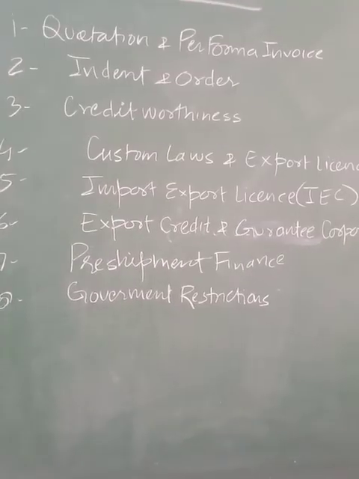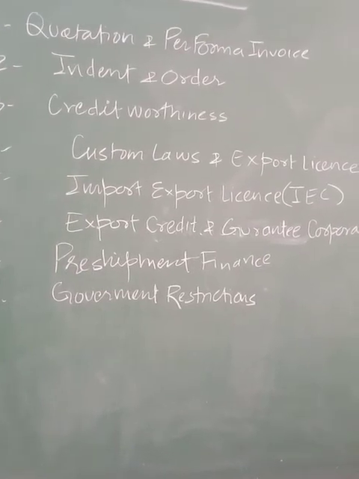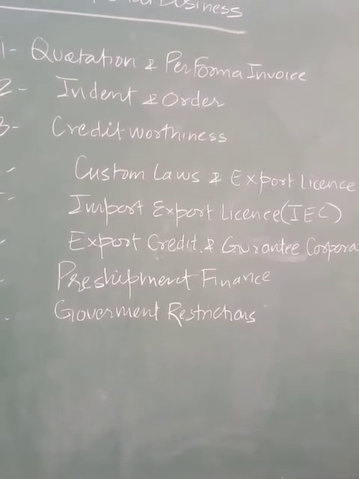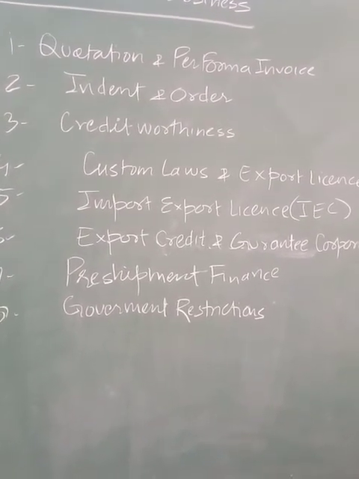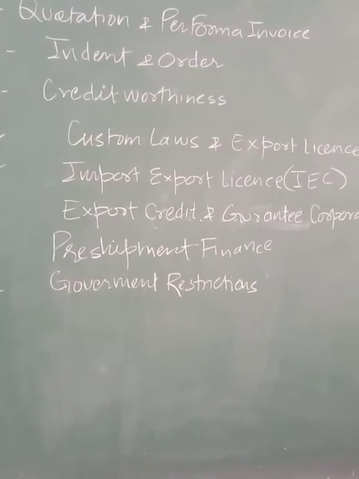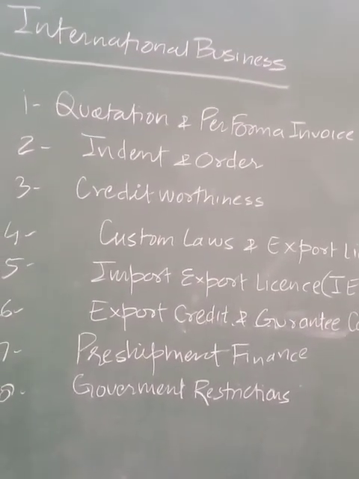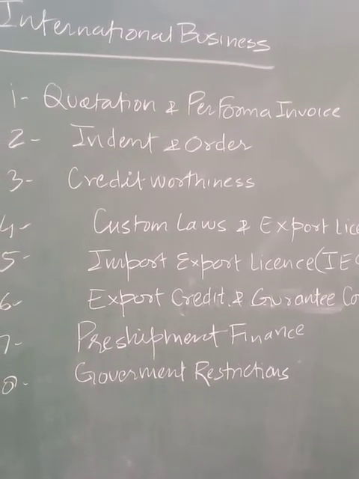Then another one is government restrictions. Some government restrictions are put by the government over certain goods, like tobacco products, like alcoholic products. These cannot be exported or imported from any country to any other country. So the businessman has to follow this documentation before starting international business between two countries.